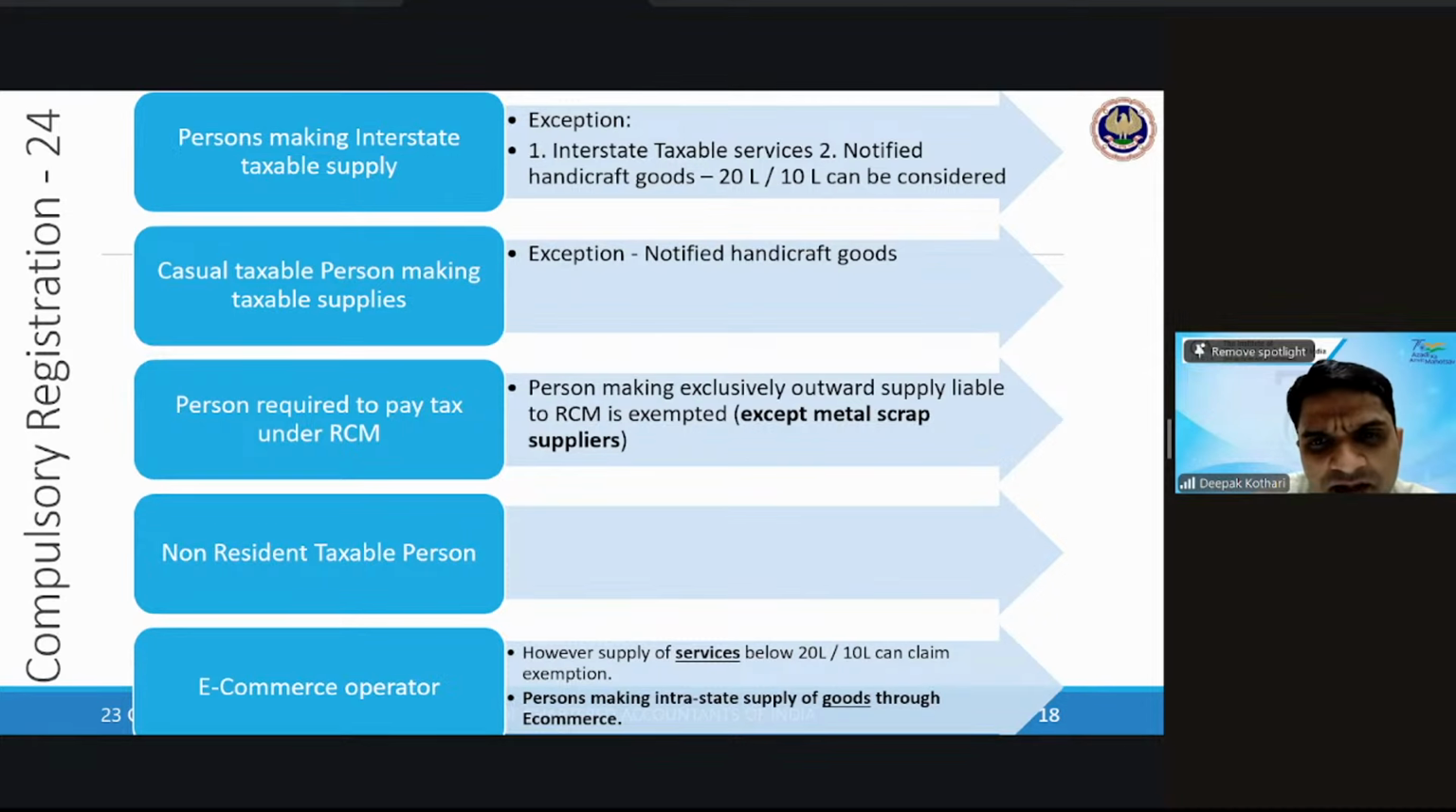Person setting up a temporary exhibition stall, needs to be registered or no? A person who is setting up a temporary exhibition, Sanjeevni, he will take the registration as a casual taxable person. If he's in the same state, then he can add that address as an additional place of business. But if he's going to a different state and he's not having any fixed establishment, then he will have to take a casual taxable person registration.